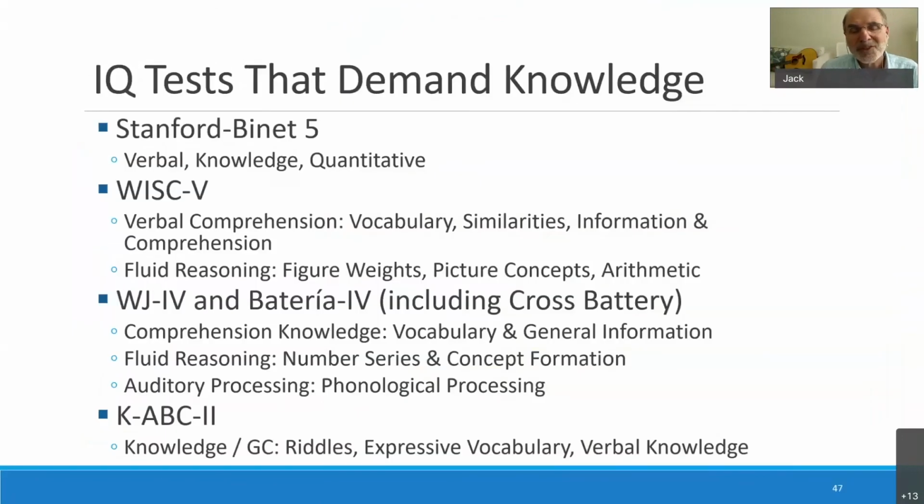But just think about it for a second. All the tests that you use, all the tests that you've been taught to use, they have so much achievement in them. I just don't think it's right. Just don't think it's right to use vocabulary or number series or concept formation or phonological processing and things on and on, to decide how smart somebody is.